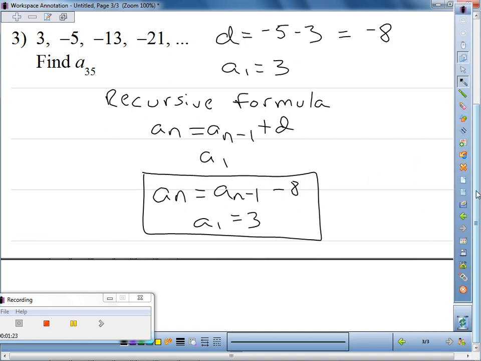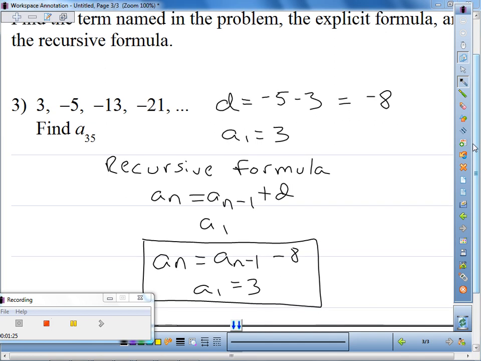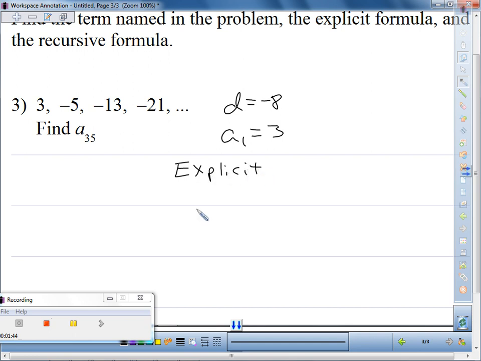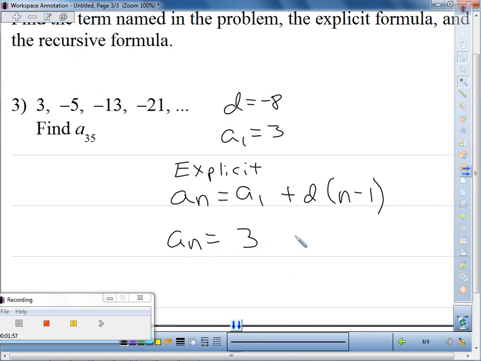The next thing we're going to do is find the explicit formula. To find the explicit formula, we need our common difference of -8, and we need a sub 1 as well, which is 3. Now, the general form of the explicit formula is a sub n is equal to a1 plus d times n minus 1. We'll substitute in 3 for a1, -8 for d, and then have n minus 1.